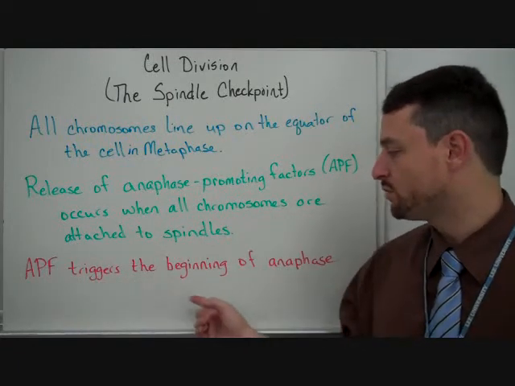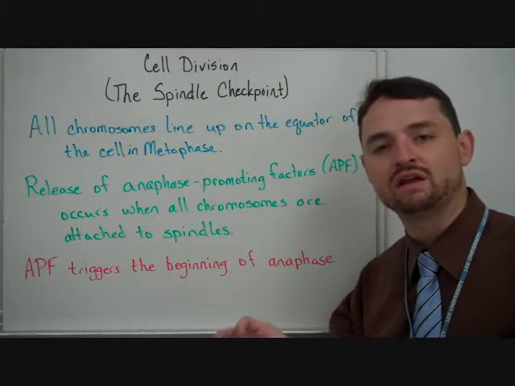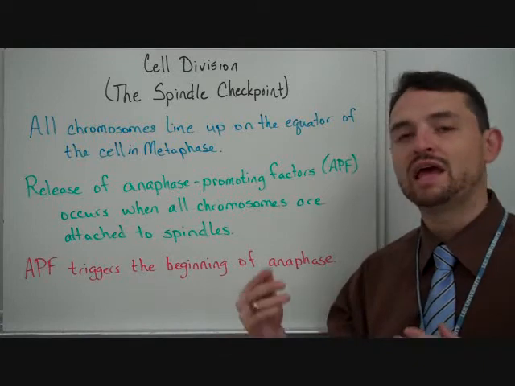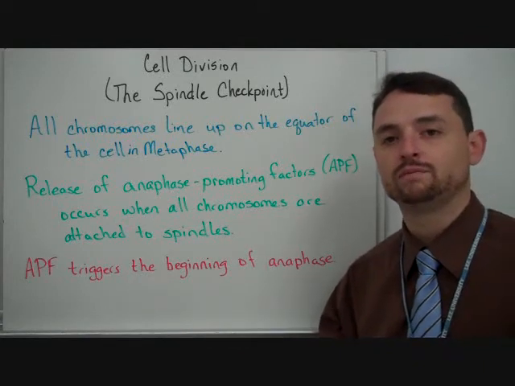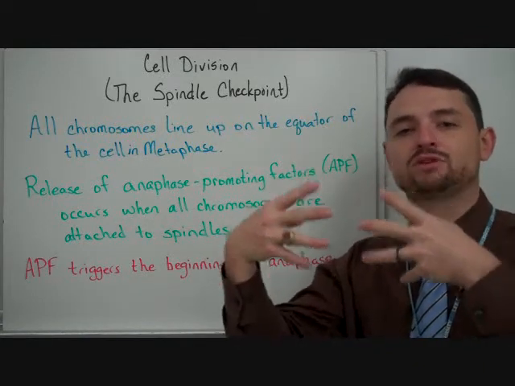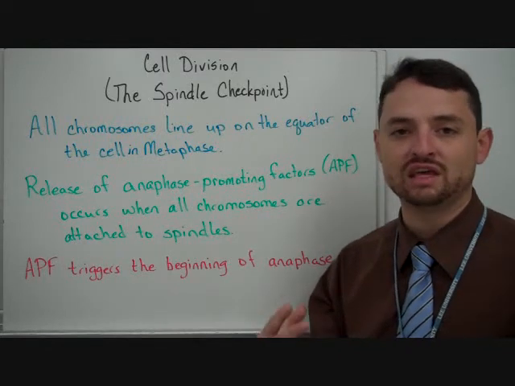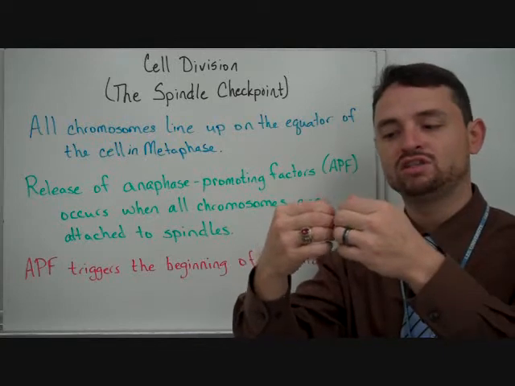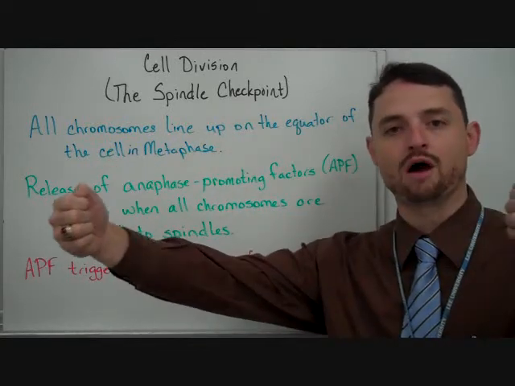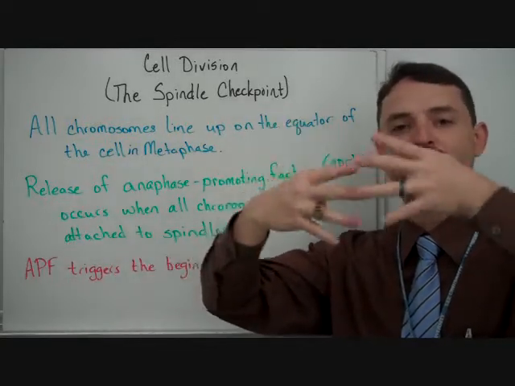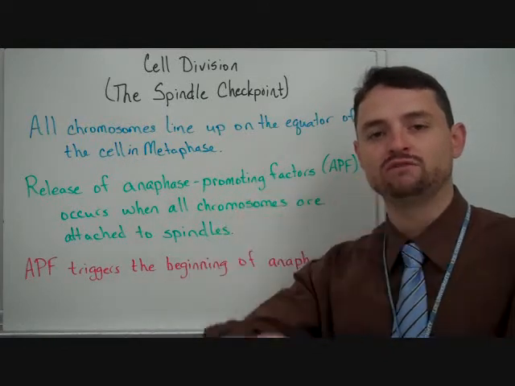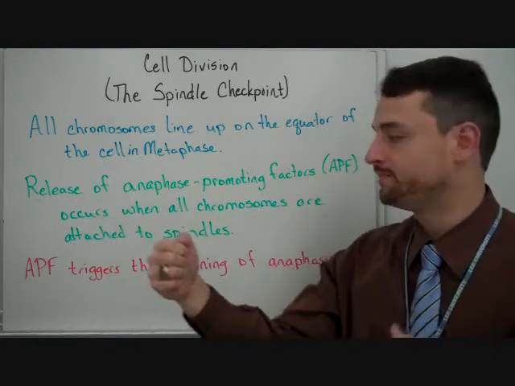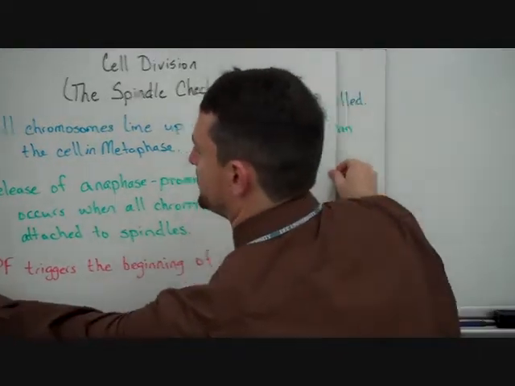Anaphase promoting factors will then trigger the beginning of anaphase. So anaphase won't start until you have APF, and APF is not produced until those spindle fibers are connected to all those chromosomes. Now the important part there is that, remember, in anaphase you're going to have the centromere divide and those chromosomes are pulled to opposite sides. So if those spindle fibers are not connected to all of those chromosomes, then when the centromere divides, it won't be able to pull them that way. So you have to have that for that to take place.